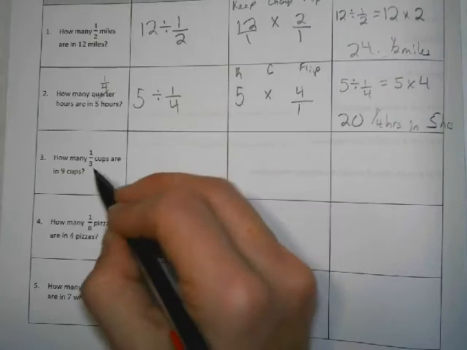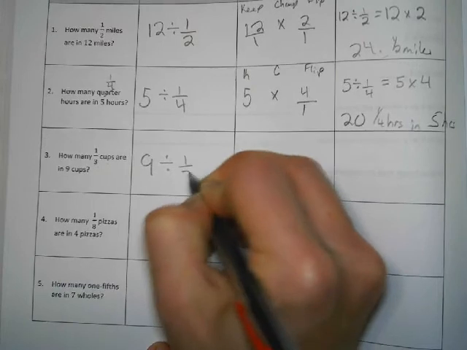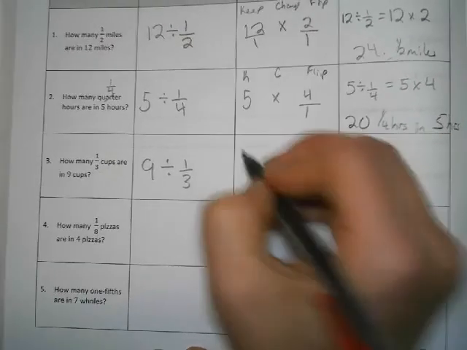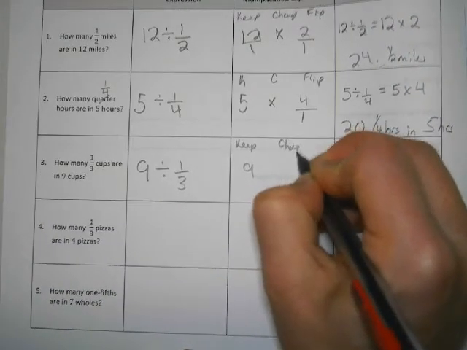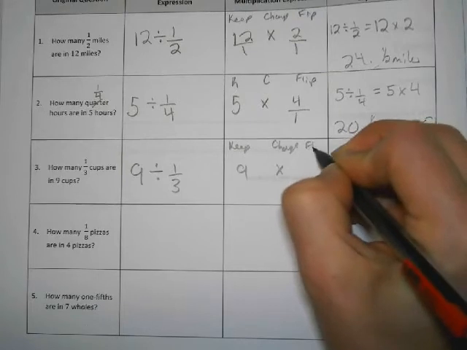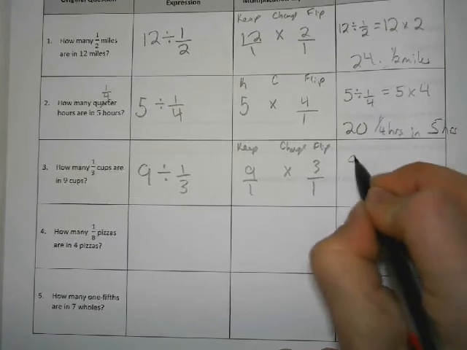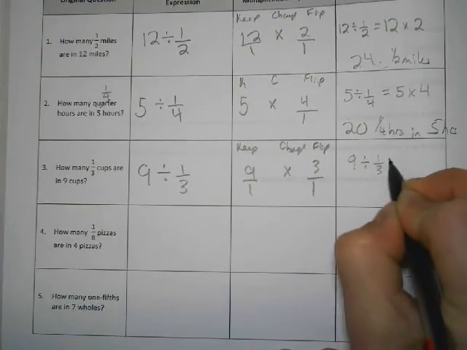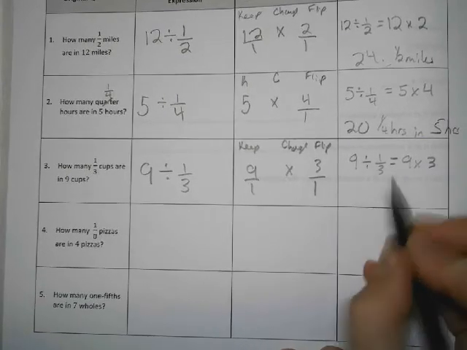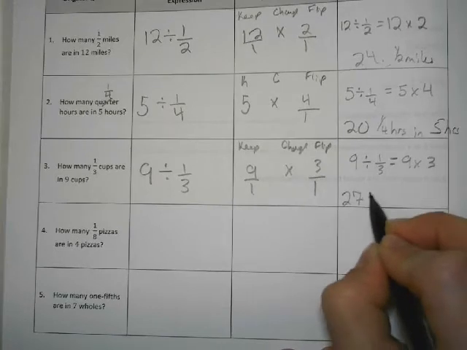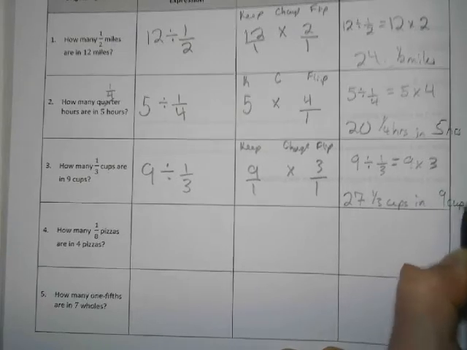Now, it says how many 1/3 cups are in 9 cups. We have 9 cups. We're wanting 1/3 cups, so we're 9 divided by a third. Keep your first number, 9. Change your sign, multiplication, and flip your last number over. That'd be 3/1. So that means that 9 divided by 1/3 is equal to 9 times 3, and that would be 27 1/3 cups in 9 cups.